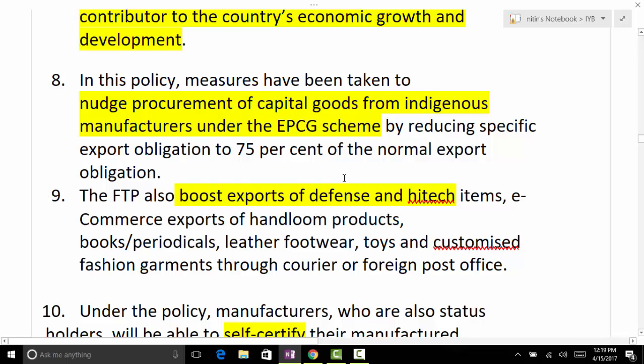Then it also talks about giving certain incentives that focus on procurement of capital goods from indigenous manufacturers under the EPCG scheme. We'll discuss this EPCG scheme later on. So instead of importing, because certain products are part of the intermediate products, finally making a manufactured final product that is to be exported, instead of importing from some other countries, it is sourcing from the indigenous industries, giving them incentives.